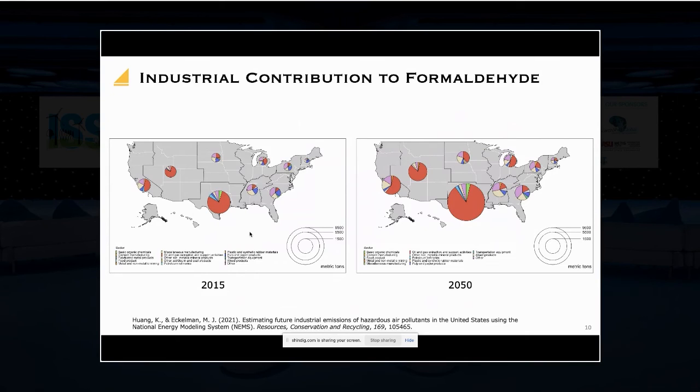From this figure, the formaldehyde emissions are for sure increasing by time, which echoes what we have in the previous slides. In 2015, the contribution is mostly gas extraction industry in the West, while the pulp and paper industry and wood products industry are the largest contributors in the East. But in 2050, we see that the paper industry contribution has decreased, while the contribution from gas extraction becomes more important.